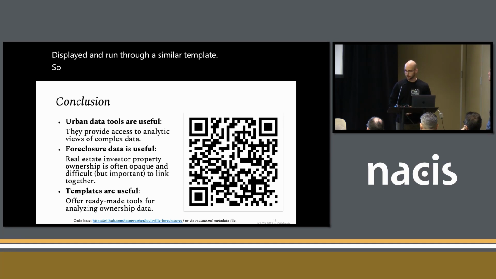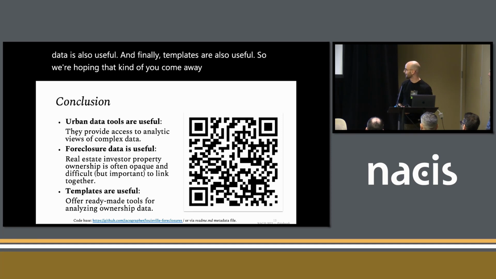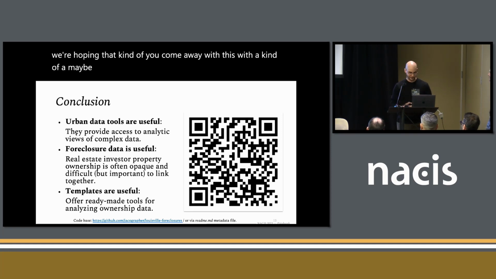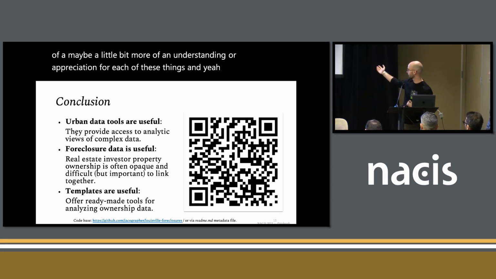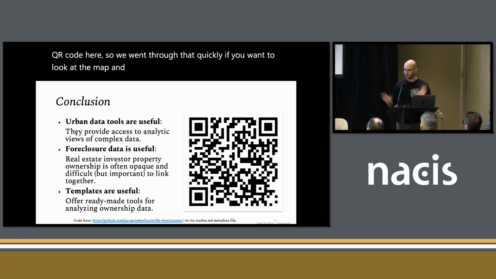So yeah, in conclusion, urban data tools are useful. Foreclosure data is also useful. And finally, templates are also useful. So we're hoping that you come away with a little bit more of an understanding or appreciation for each of these things. And yeah, we have our QR code here. Sorry, we went through that quickly. If you want to look at the map and play around with it on your phone. Any feedback is also very welcome. Thank you.